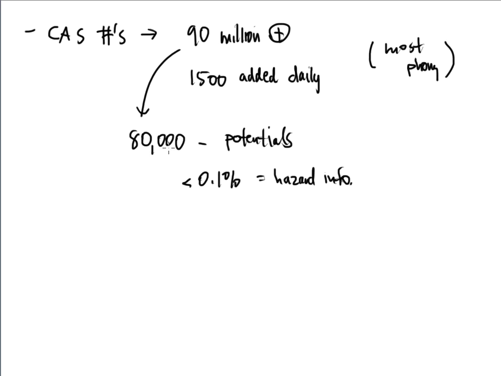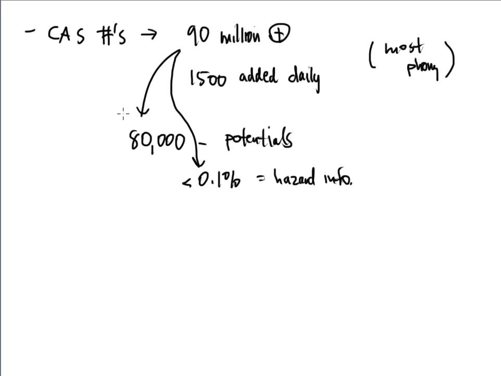And I'm sorry, I just now misspoke. It's not 0.1% of 80,000. It's 0.1% of the 90 million that have hazard information. So I just gave you a little bit of fake news, right? Okay, so 0.1% of the total CAS numbers have hazard information that I can actually look up and find.